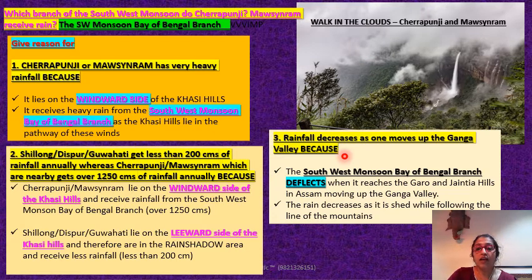Rainfall decreases as we move up the Ganga Valley. We saw in the India map the Ganga Valley, this is the Himalayas, the Ganga Valley goes like this. Now why? The southwest monsoon Bay of Bengal branch deflects when it reaches the Garo and Jaintia Hills. So it touches them and doesn't go across, it moves to the left. And the rain decreases as it is shed while following the line of the mountains.